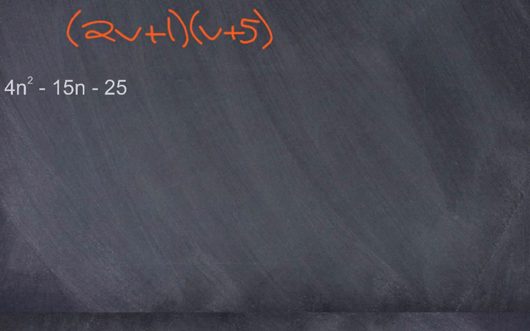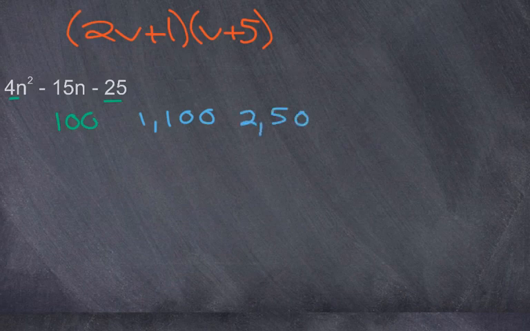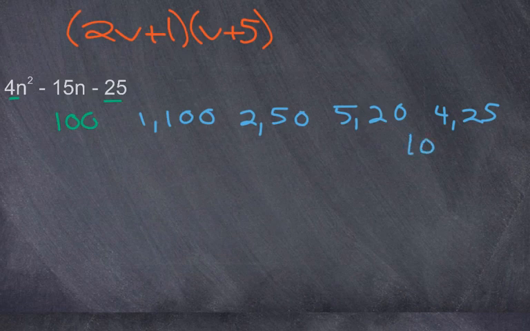So you have 4 and negative 25, which gives you a negative 100. So you need to find factors of 100. And for the sake of this next couple steps, I'm actually going to leave off the negative. So I'm going to come up with my factors. 1 and 100, you have 2 and 50, you have 5 and 20, oops, I forgot 4 and 25, and you have 10 and 10.